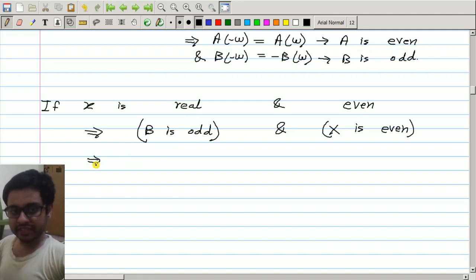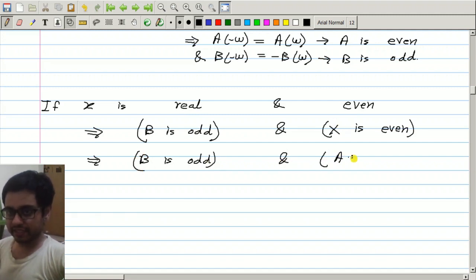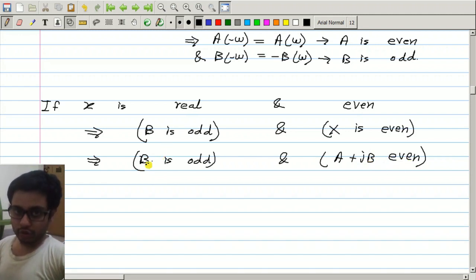Now that means B is odd, and X is A plus jB, that is even. That means A and B both should be even. So since X is real, B should be odd, but since X is even, B should be even. Now how is that possible? The only possibility is that B is equal to 0. Then B is simultaneously odd and even.